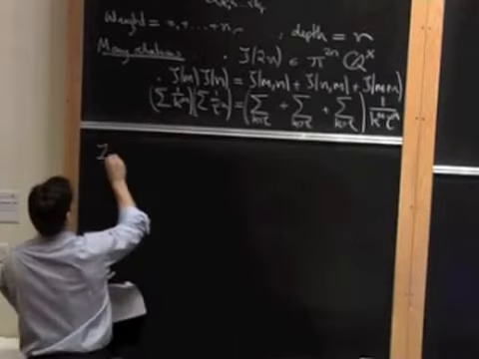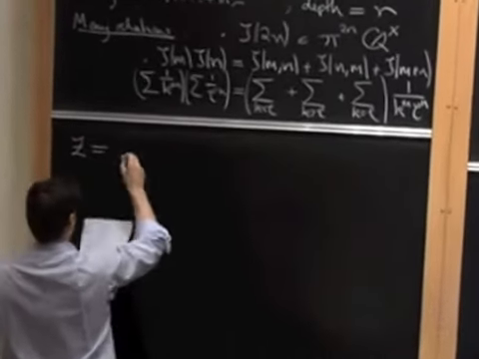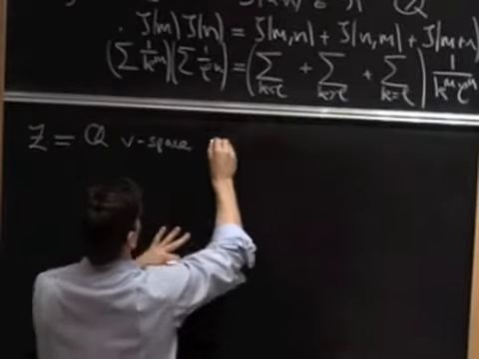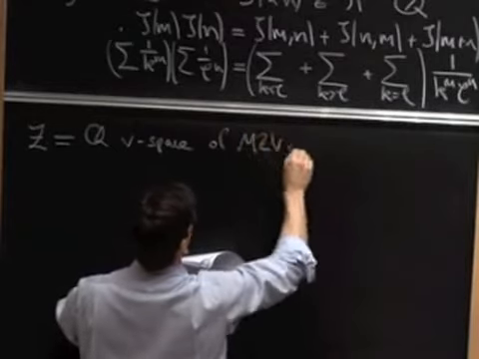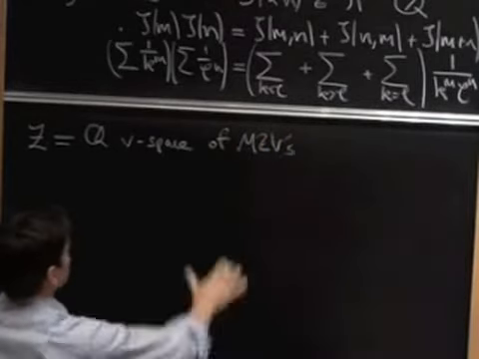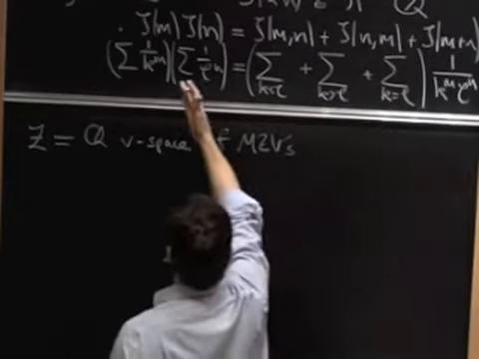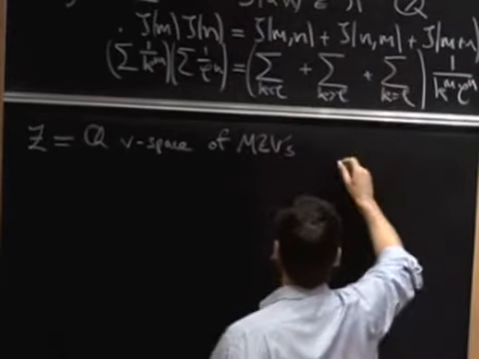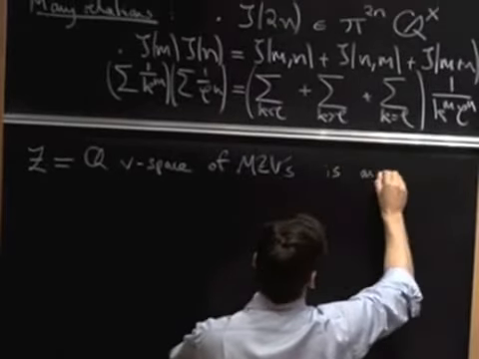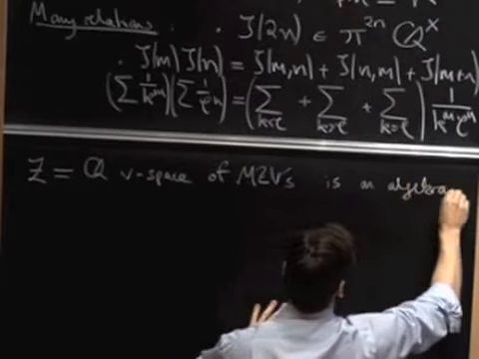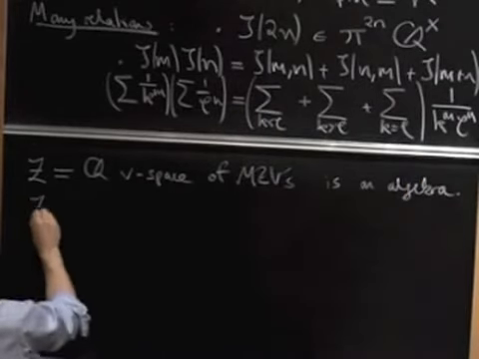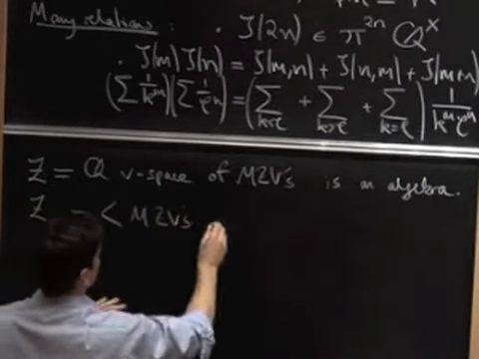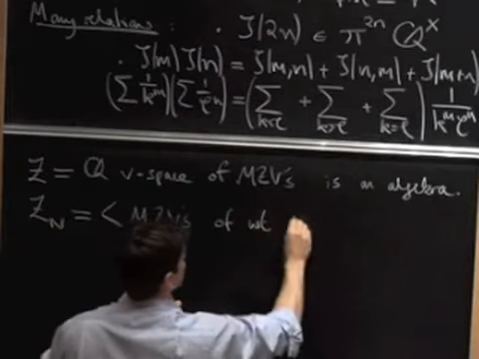So now let me set Z to be the Q vector space of multiple zeta values. And by generalizing this kind of formula, it's very easy to see that the product of any two multiple zeta values can again be written as the sum of multiple zeta values. And that proves that this is, in fact, an algebra. So let me then also write zeta subscript n for the vector space spanned by the multiple zeta values of weight n.